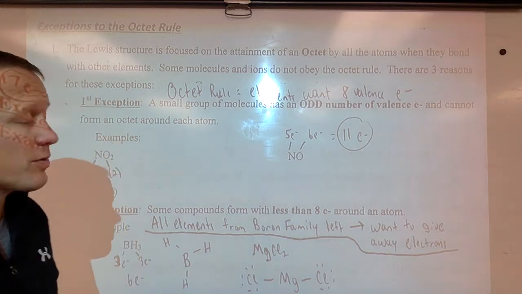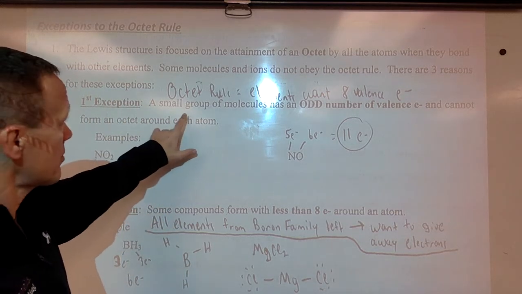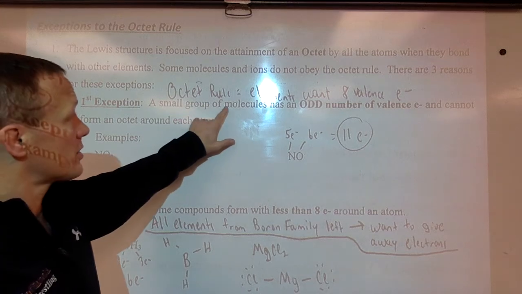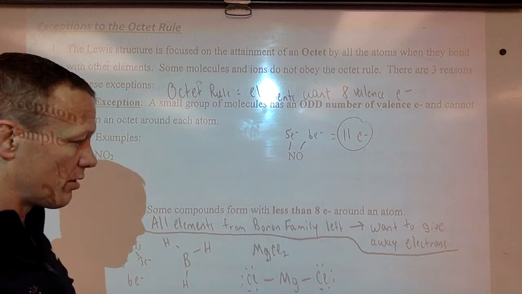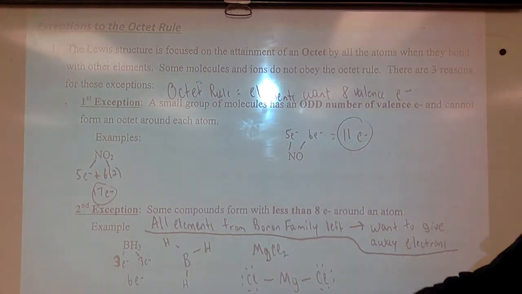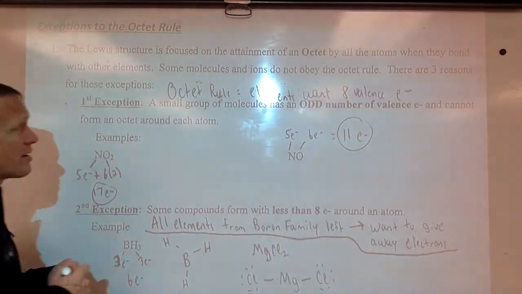So 3 exceptions would be this. First one, I'm sorry, first one you do not know. Some elements have an odd number of valence electrons. This is the most uncommon one by far, the least important one. So these two have an odd number of valence electrons.